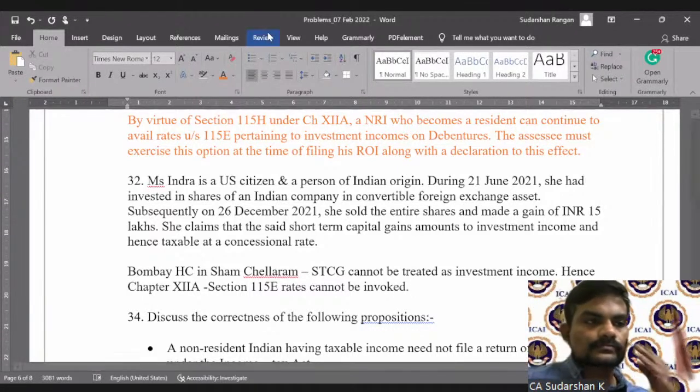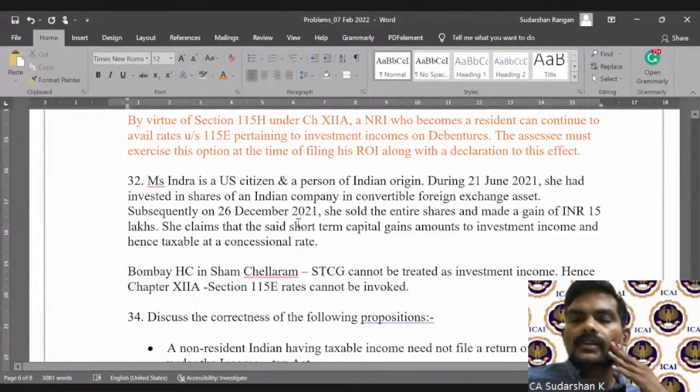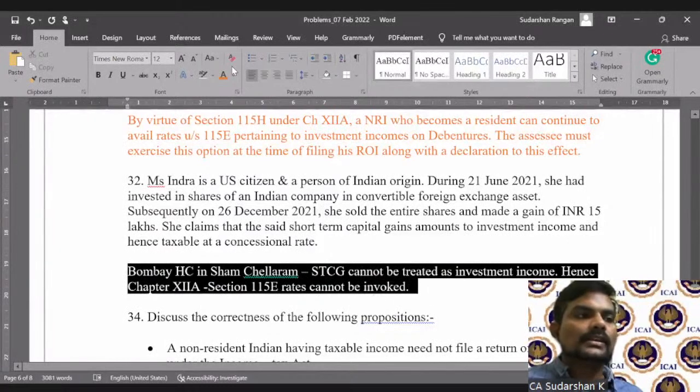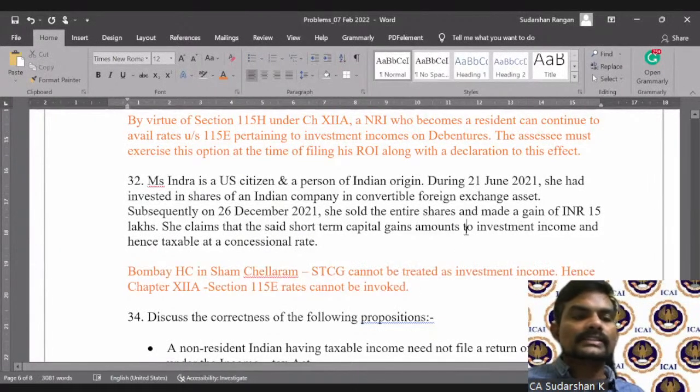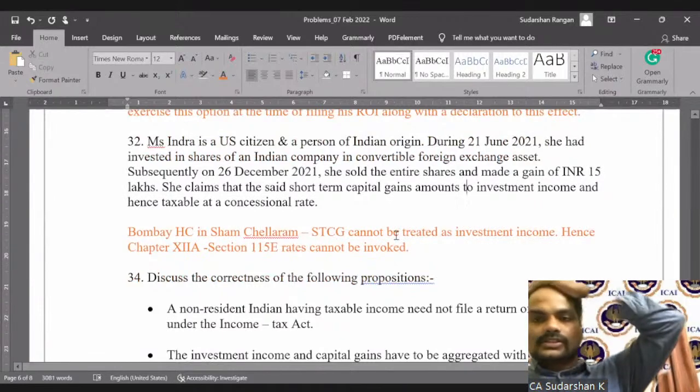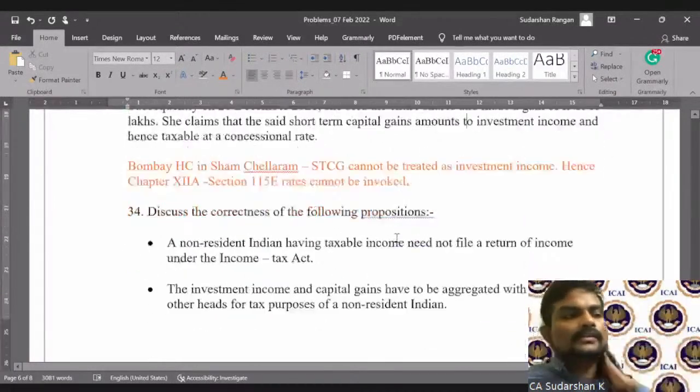So the law very clearly specifies that it's only investment income, that is income from certain specified assets, and long-term capital gain. So short-term capital gains cannot be treated as investment income. So Chapter 12A, consequently 115E cannot be availed.